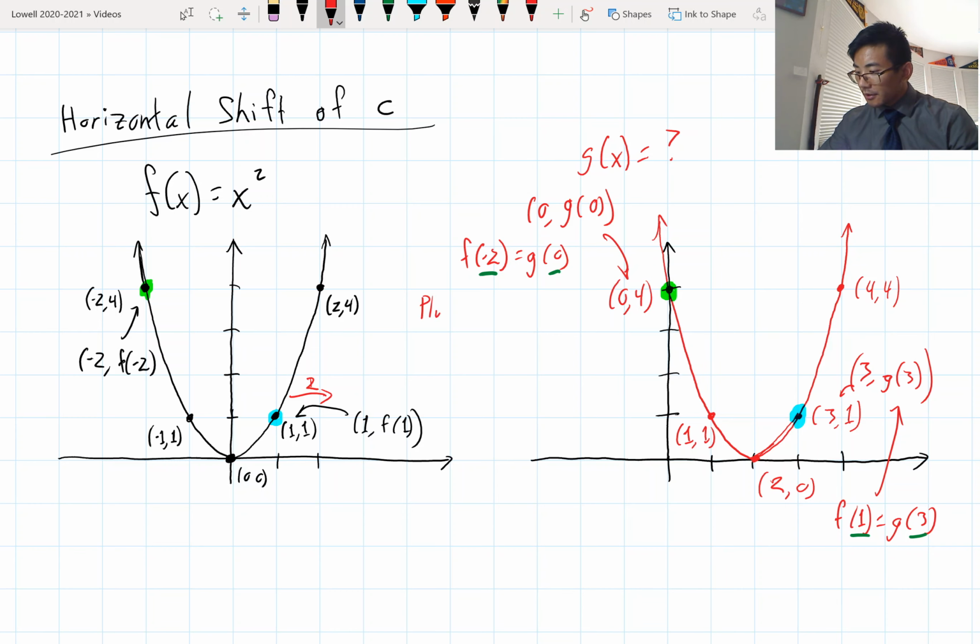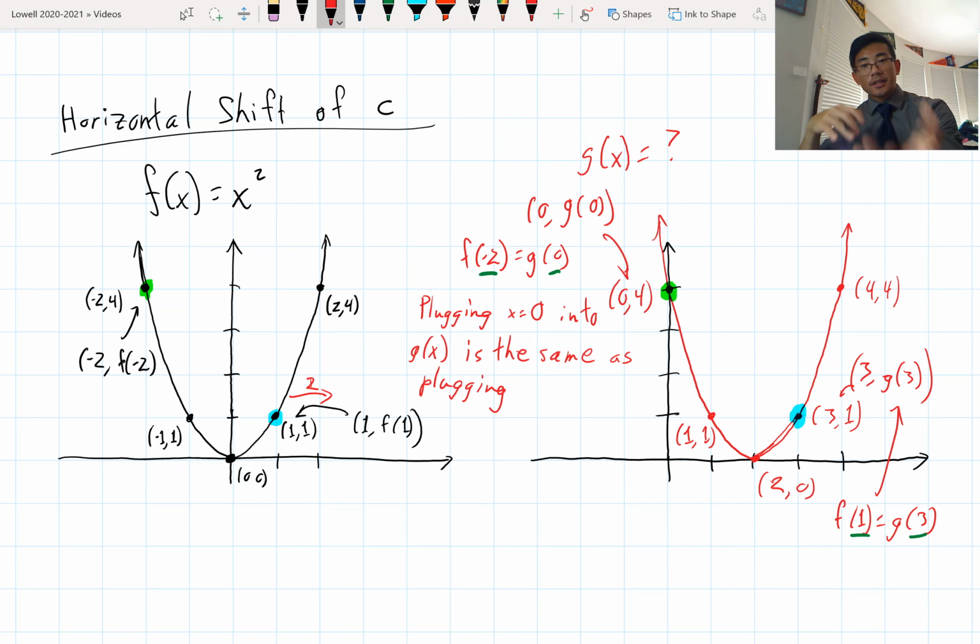Plugging x equals 0 into the new function g, into g of x, is the same as plugging in what x value corresponds to this point from the original function, which was -2. It's the same as plugging x equals -2 into the original f of x.